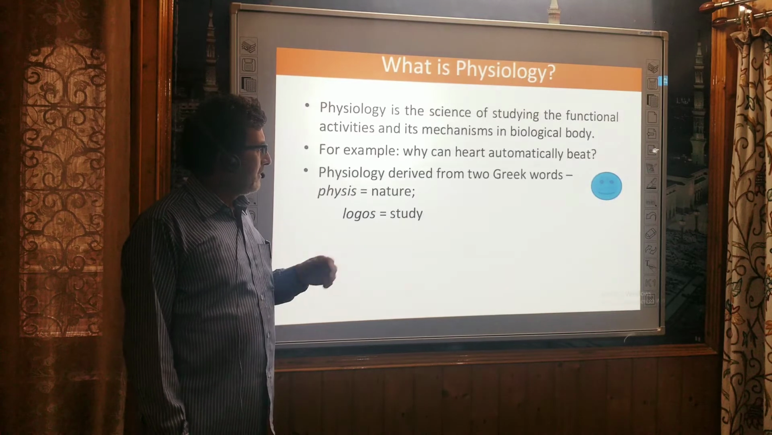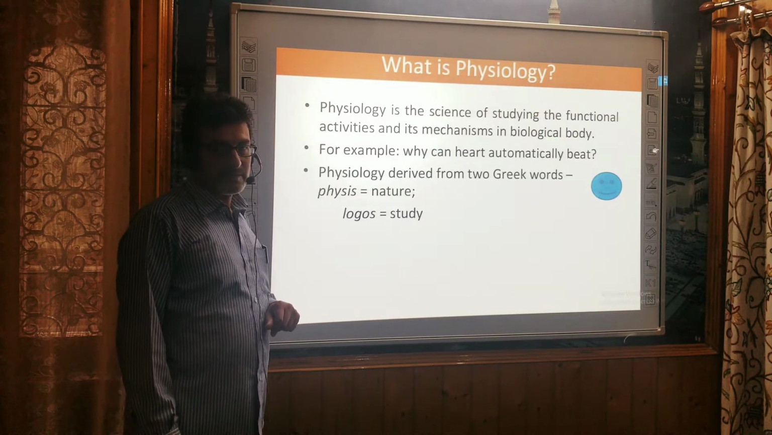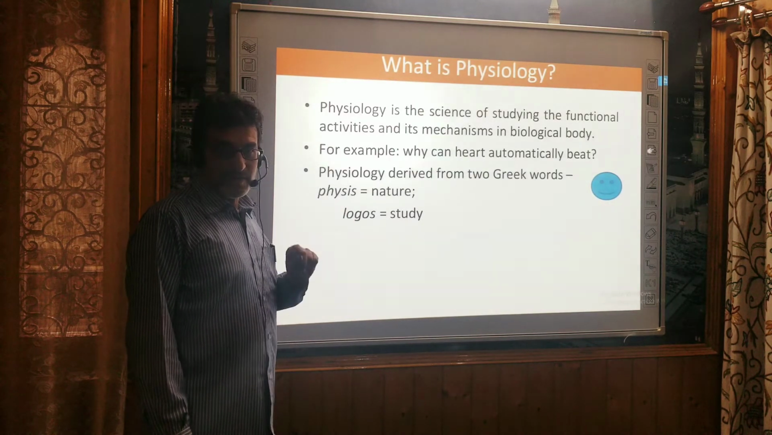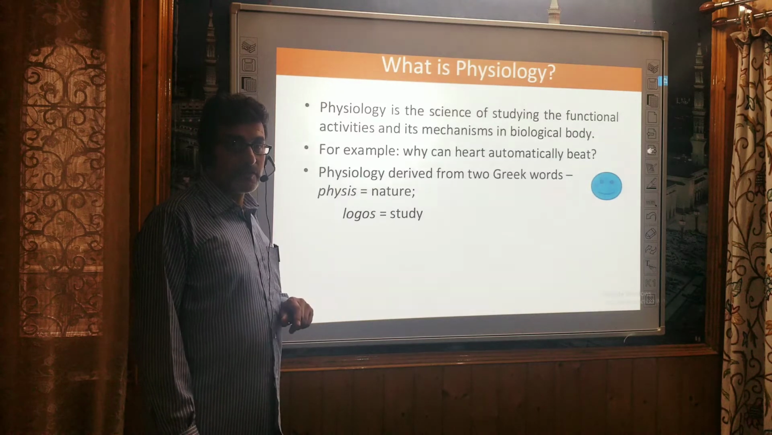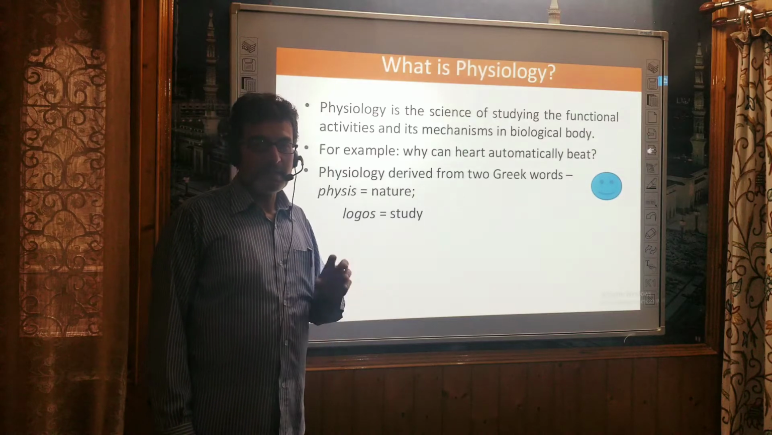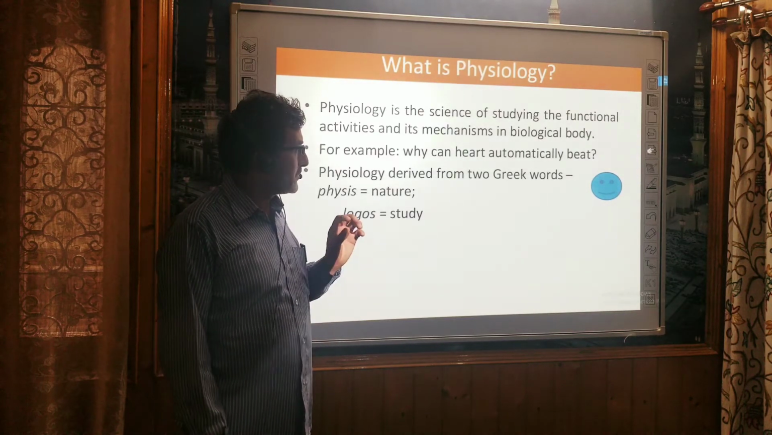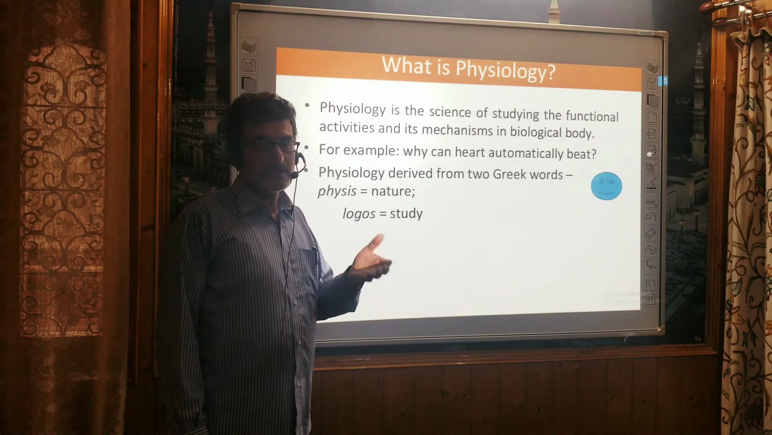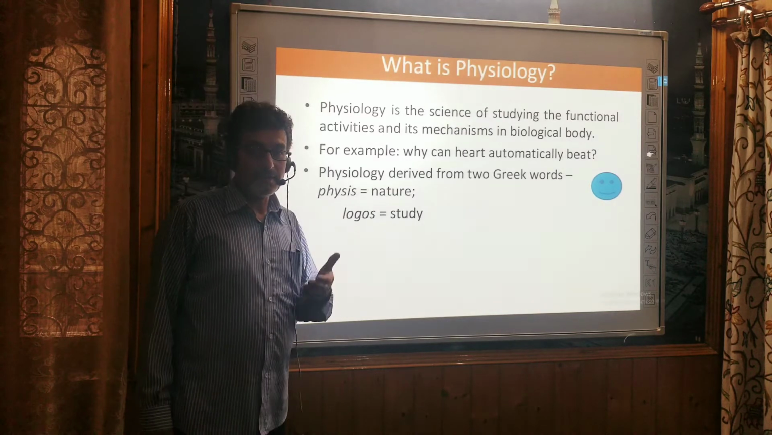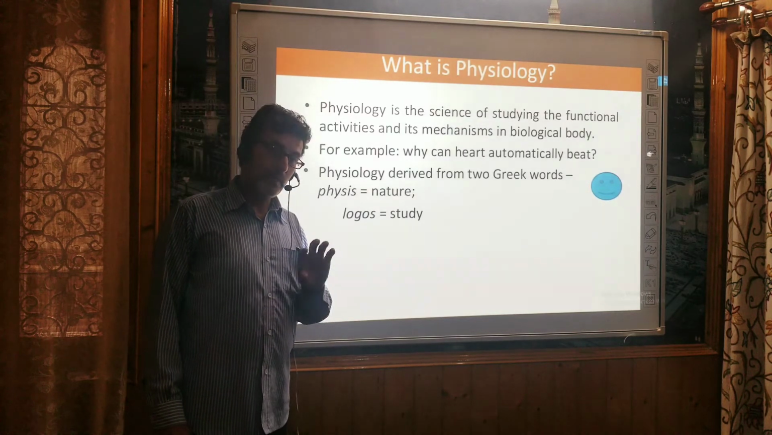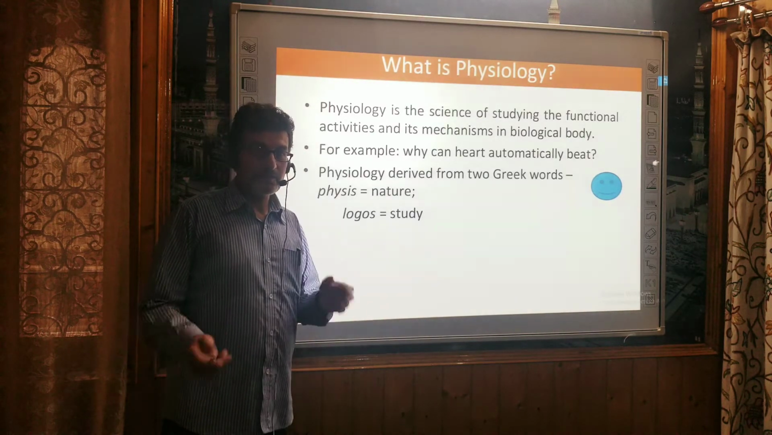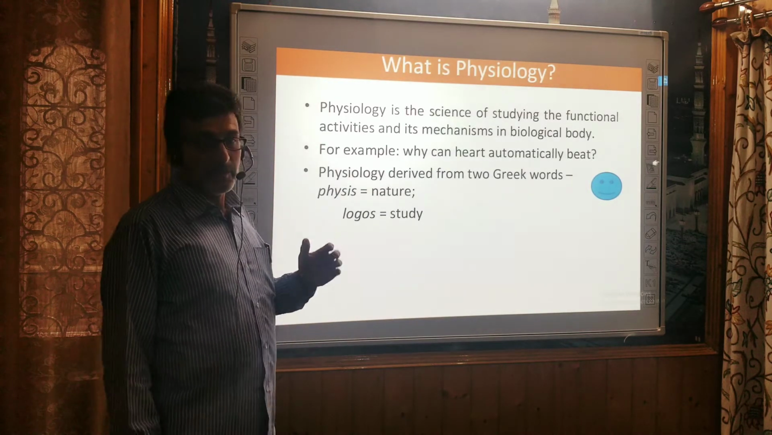For example, why can heart automatically beat? So, heart is the muscular organ. We know that heart transports blood. In 1653 William Harvey first discovered that in our body heart circulates blood and blood transports different substances to body cells. After this we came to know that different organs perform their own particular function and all those actions and activities are collectively performed by the body system.